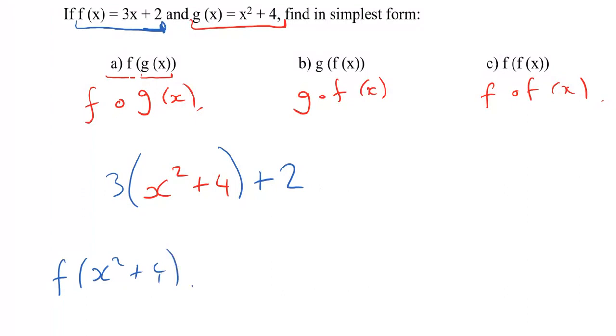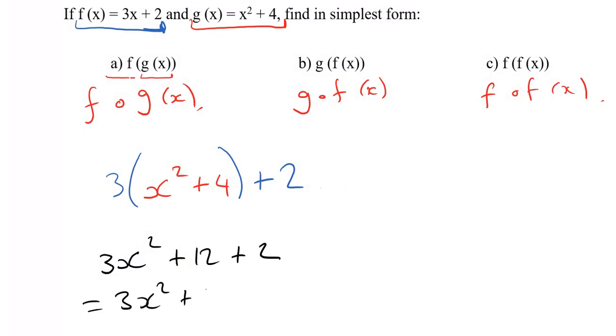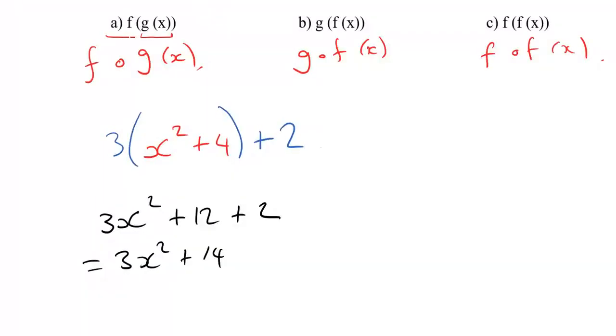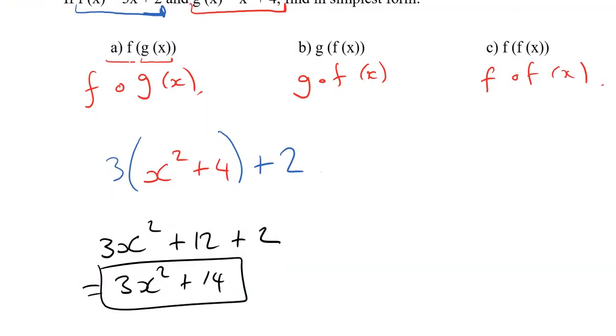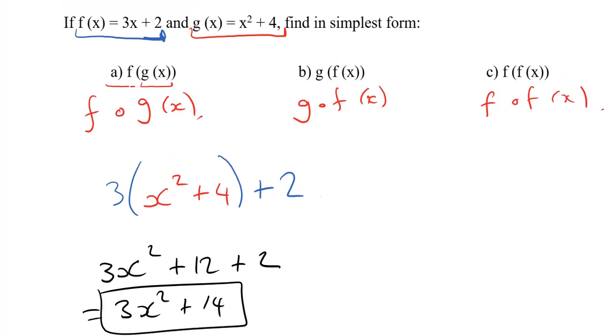Do you see what I mean? We're acting on a function itself. Right, from here, we want to simplify this. So let's expand those brackets. We're going to have 3x squared plus 12 plus 2, which is 3x squared plus 14. So there is my final simplified answer for part A.